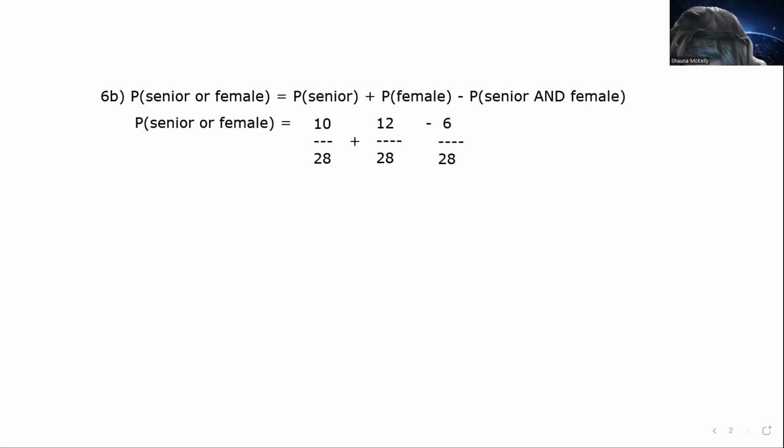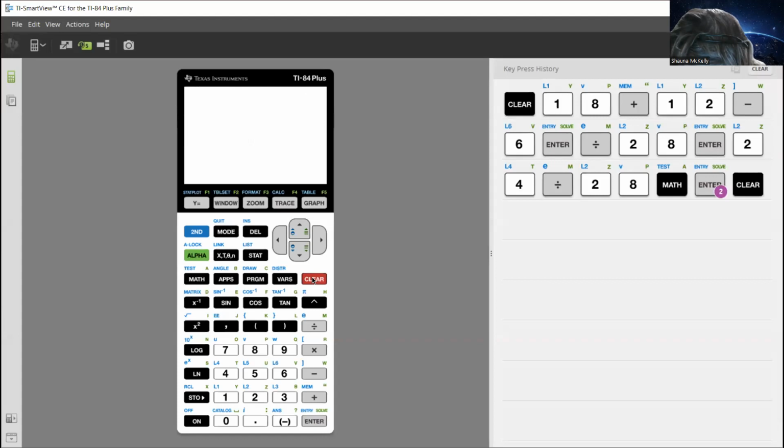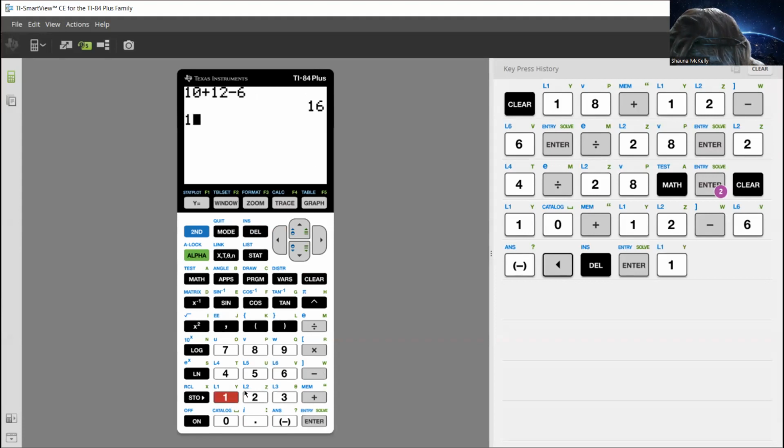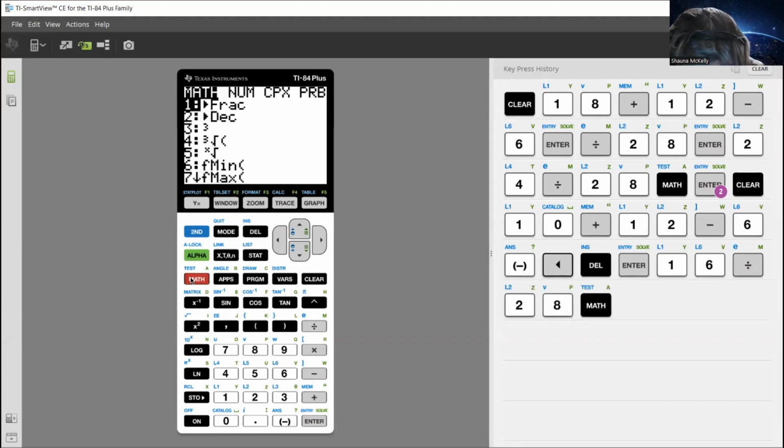So we have 10 plus 12 minus 6. This is 16. Okay. Now remember, it's out of the total. So 16 out of 28. And if I go math, convert to frac, we get 4 out of 7.